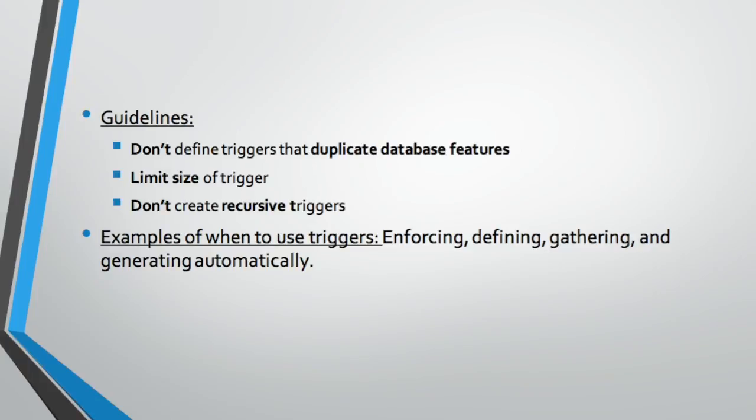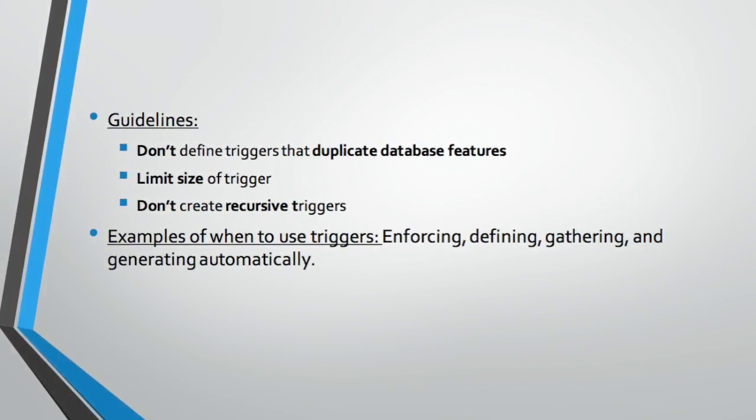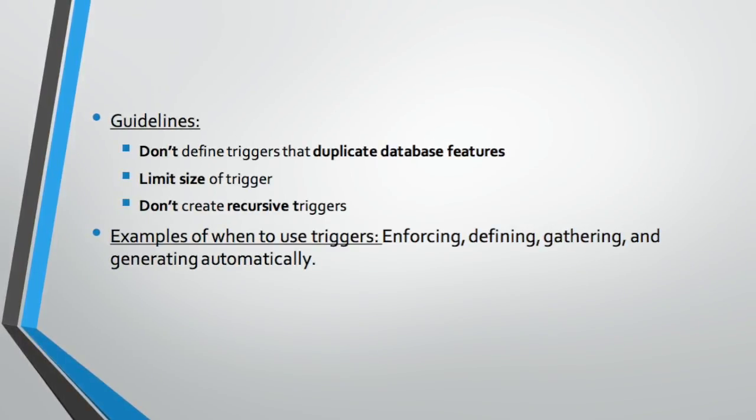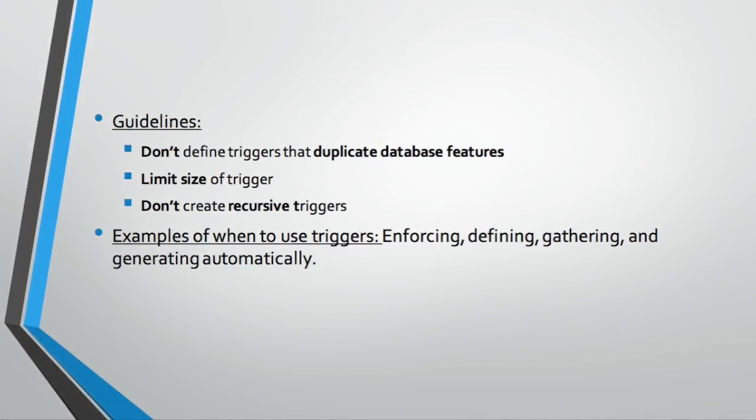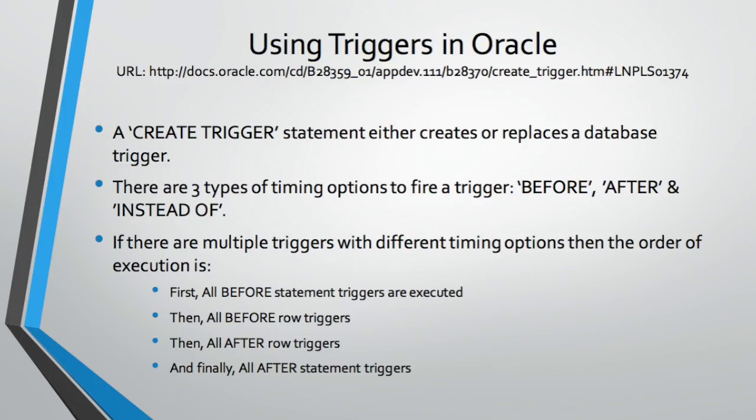Examples of when to use triggers: defining and preventing invalid transactions, automatically generating derived column values, and gathering statistics on table access. You can enforce complex business rules and use it to enforce security authorizations.